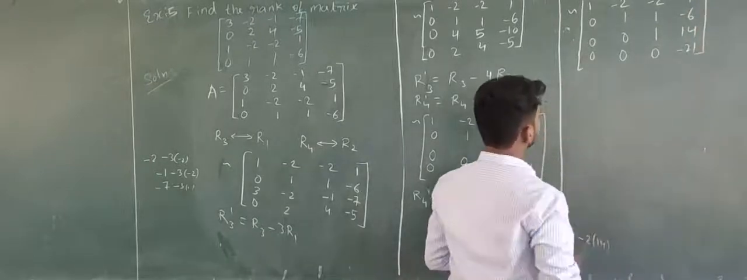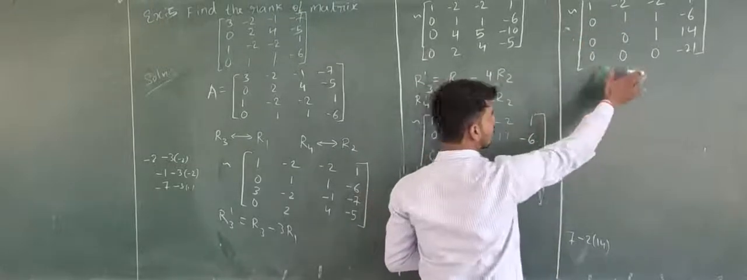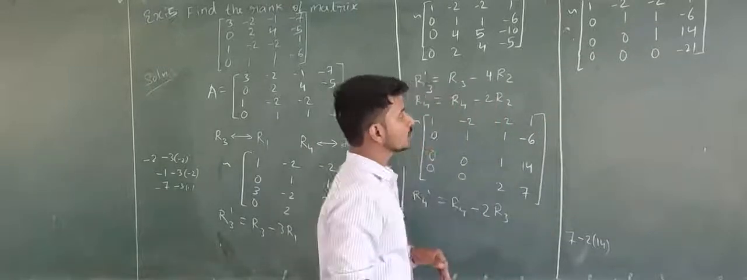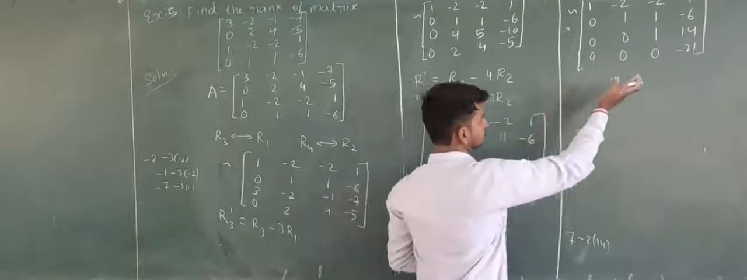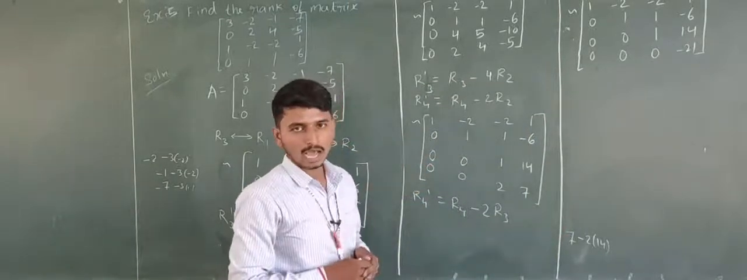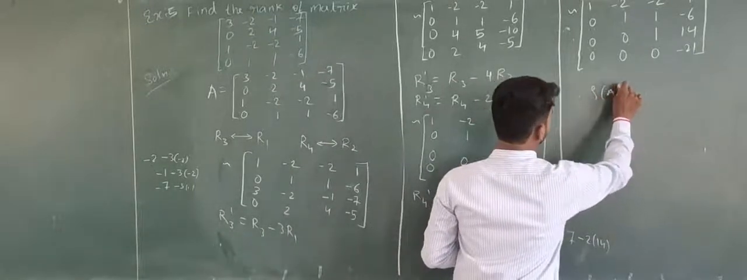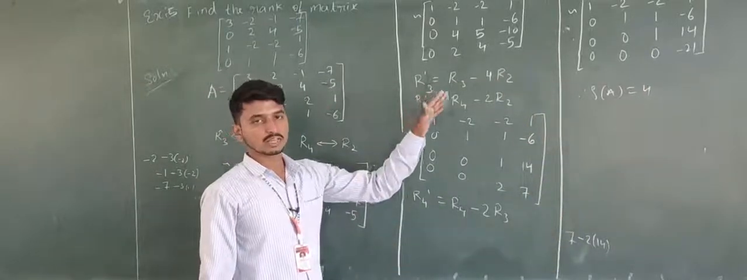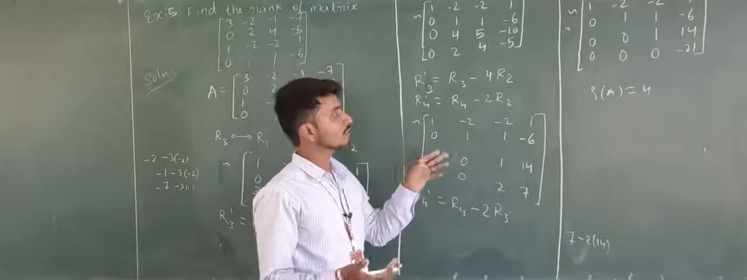So further, this is your leading element 1, its below term is 0, and its next row has 2 zeros, and again the next row, row 4, has 3 zeros. This is the echelon form of the matrix. We can make this 1, or we can leave it as it is. We are finding the rank of the matrix. Therefore the rank of this matrix will be 4, because the number of non-zero rows is only 4. The last row contains a single element.